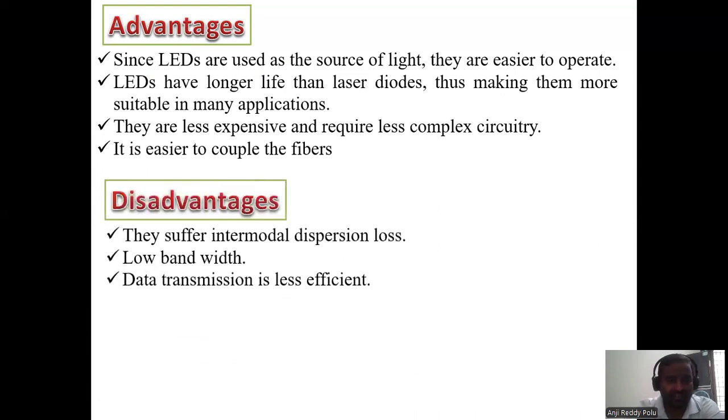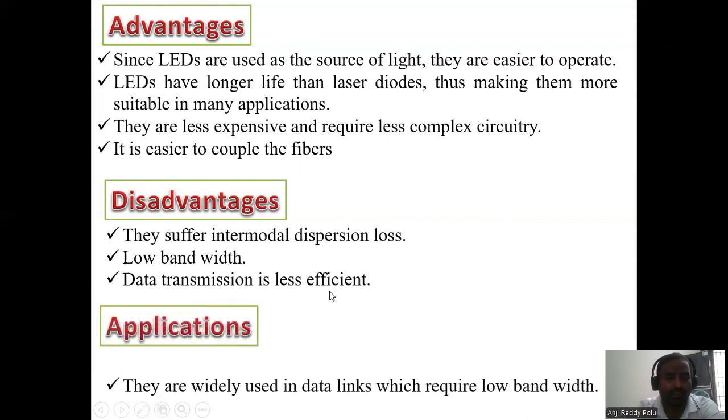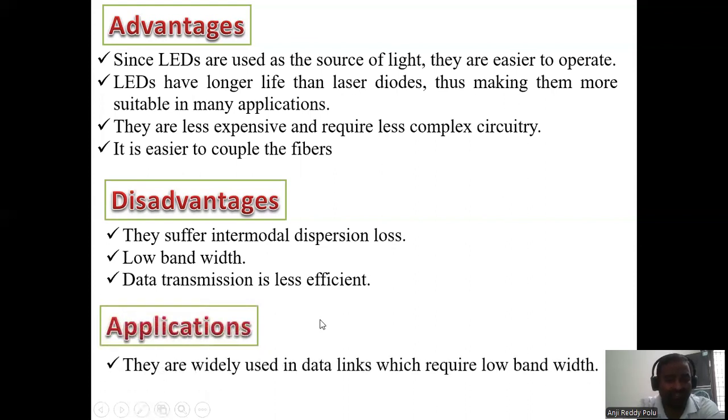The disadvantage is they suffer intermodal dispersion loss. Already I told, here we are sending more than one light ray. There is a chance of collisions between the light rays. Due to that, we get the intermodal dispersion loss. Next, if you observe the bandwidth, it has low bandwidth. If there is loss, then automatically bandwidth is also low, and data transmission is less efficient. Applications: wherever low bandwidth is required, we use these optical fibers. They are widely used in data links which require low bandwidth.